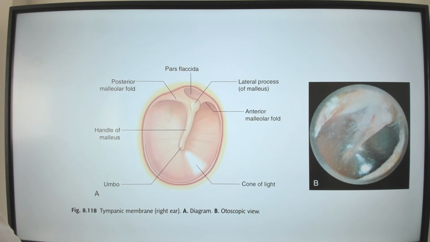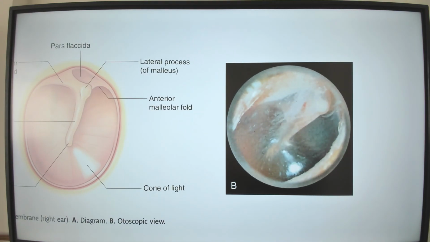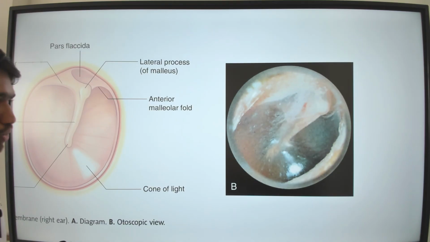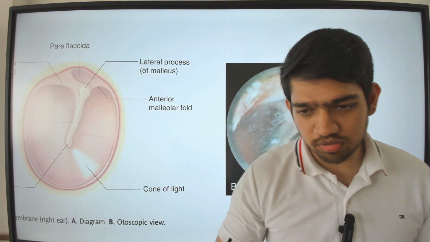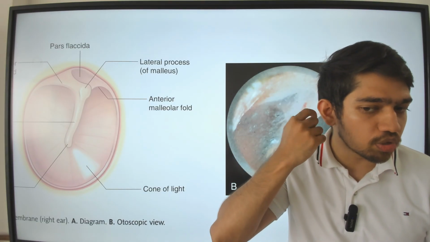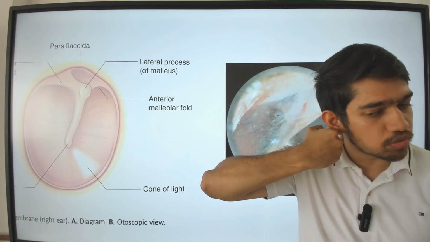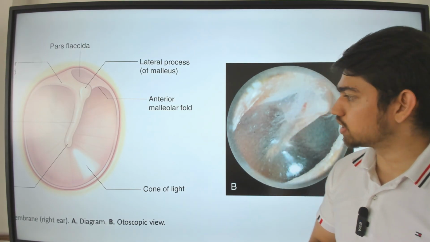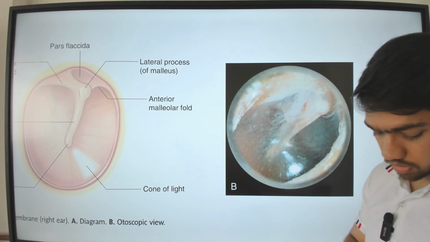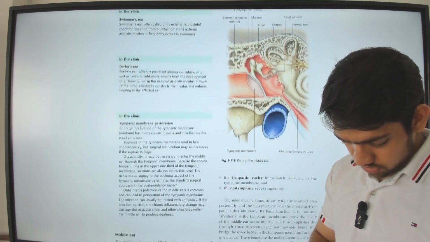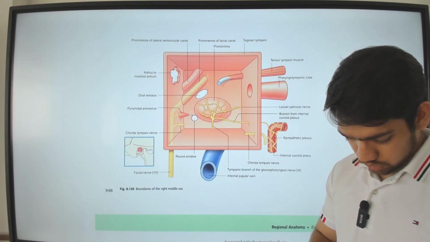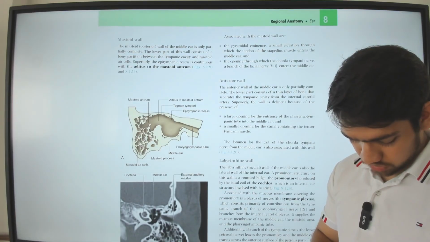tympanic membrane looks. Can you see? This is how the real tympanic membrane looks when you use an instrument called the otoscope. Have you seen, when you go to the doctor, there's a small handheld device that you can put in the ear and look inside the ear, called the otoscope? This is the tympanic membrane. And this is how the middle ear looks.